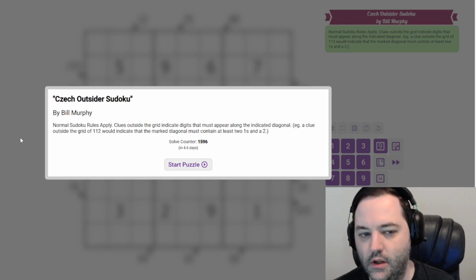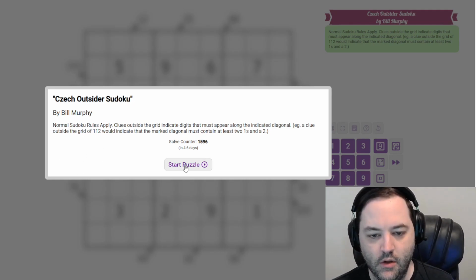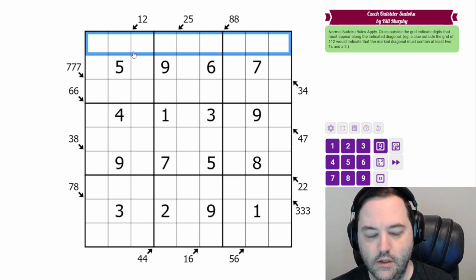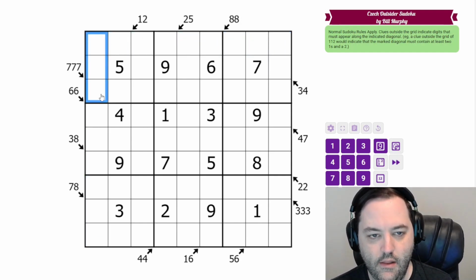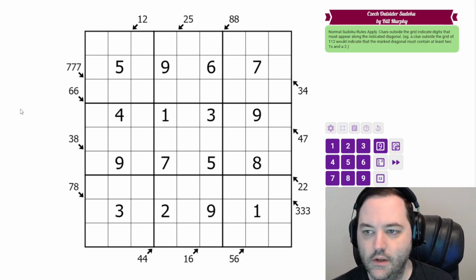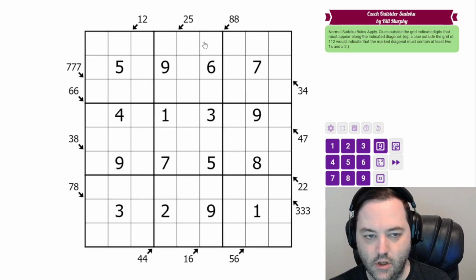I'm Philip Newman, and I am solving Czech Outsider Sudoku by Bill Murphy. We have normal Sudoku rules, 1 to 9 in each row, column, and 3x3 box. Additionally, we have some clues outside the grid, and these tell us digits that must appear along the diagonal that the arrow is pointing at.